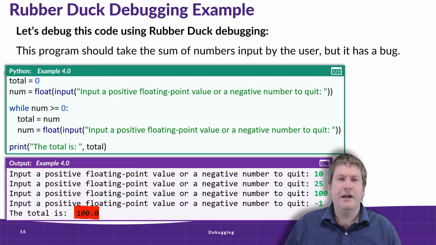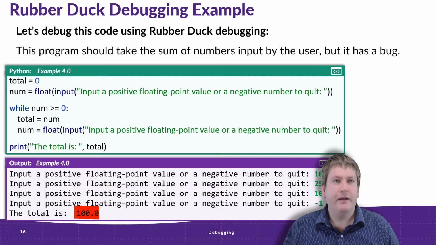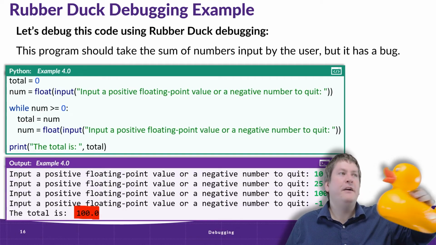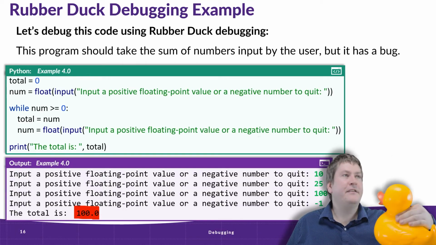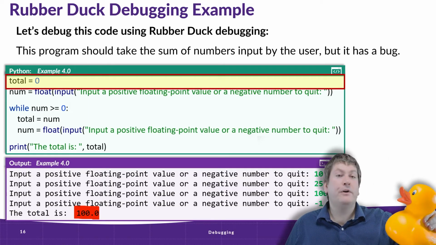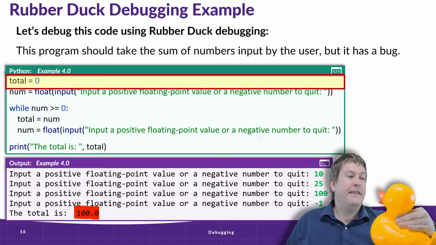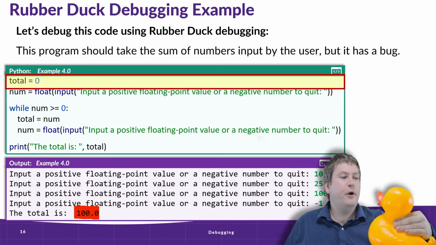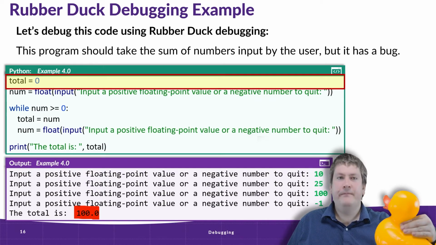So how could we debug this using rubber duck debugging? Okay, I got my duck here. So we're going to try explaining this to the duck. The first line is total equals 0, and that's setting the variable total equal to 0 and declaring it.